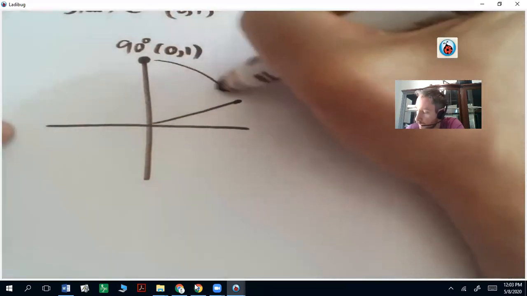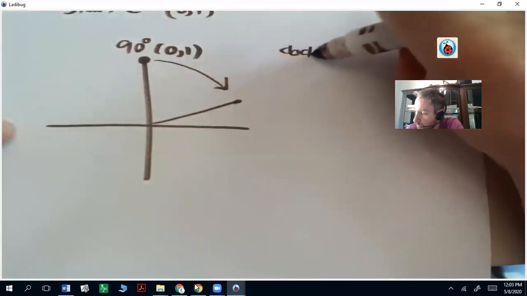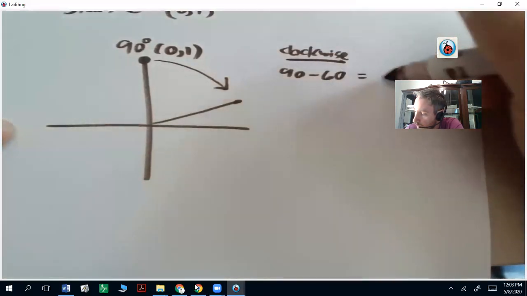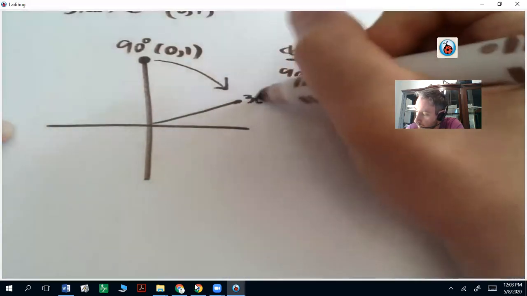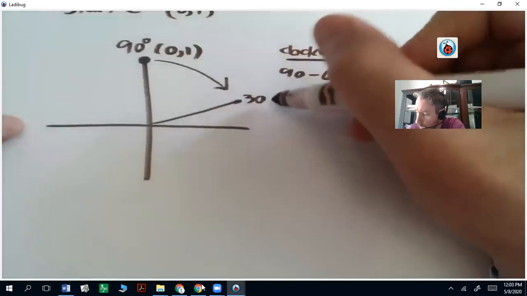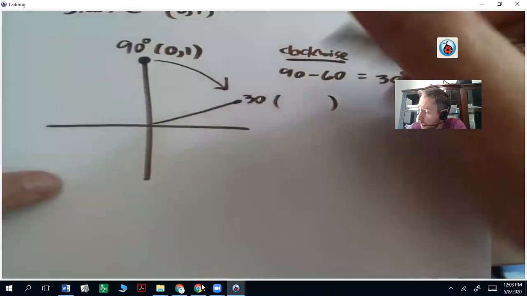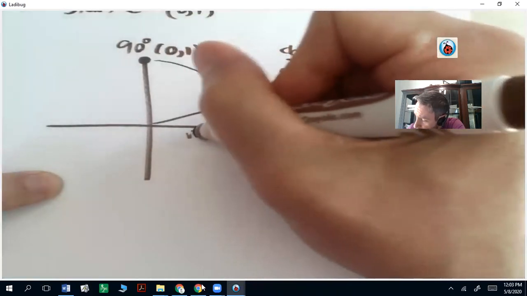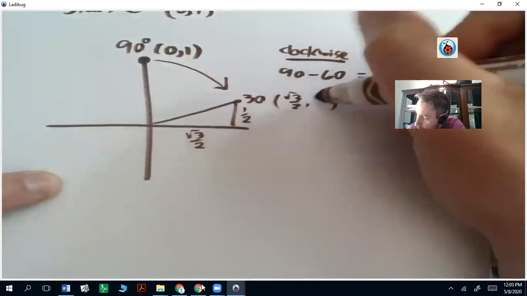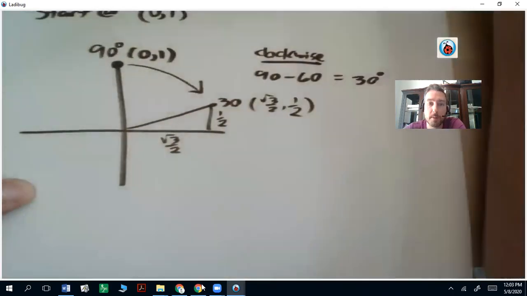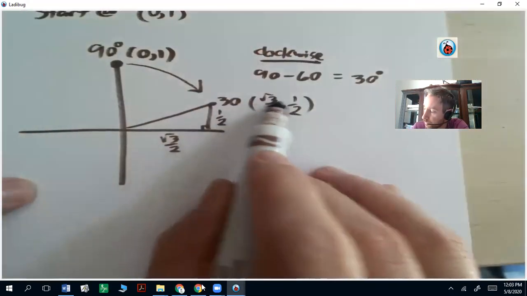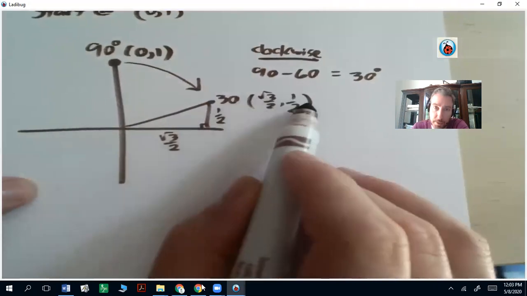And clockwise is subtraction. So you want to do 90 minus 60. And that's 30 degrees. And the question asks you what's the new coordinate? Well, at 30 degrees, these are some things you just got to know. At 30 degrees the x value is the square root of 3 over 2. And the y value is 1/2. Now, this comes from special right triangles and trigonometry, to be honest with you. SOHCAHTOA and stuff like that. But you can memorize that coordinate for 30 degrees.